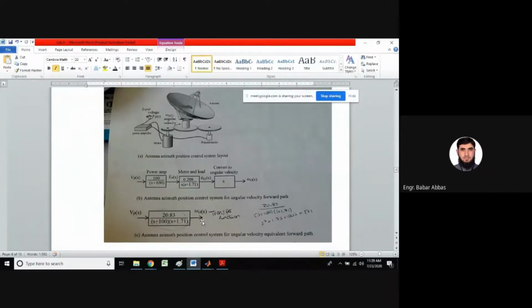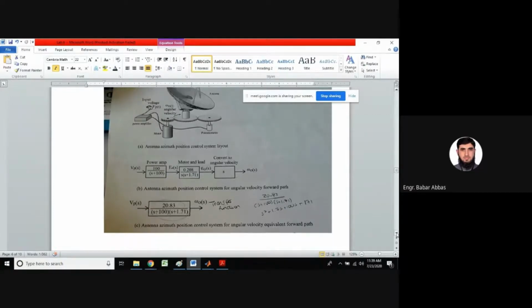So when the controller provides a signal to the motor, the motor will rotate to a particular position, and that will be the output, the position theta naught. That angular position theta naught is converted to speed by the tachometer. In some cases you might need a converter to convert the angular position to the angular velocity, or speed.